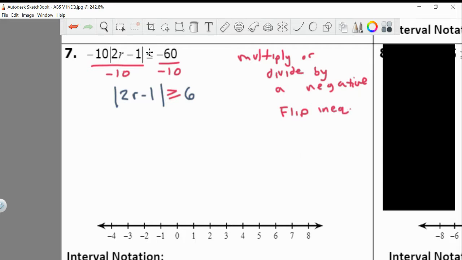Okay, so right here, it was a less than, dividing by a negative. We had to flip it, okay? Some questions we might have to flip it and then flip it back and then flip it again, and then split it up, which will require us to flip it again, okay? Flipping is something we're going to have to do. I'm going to have to get two equations now.